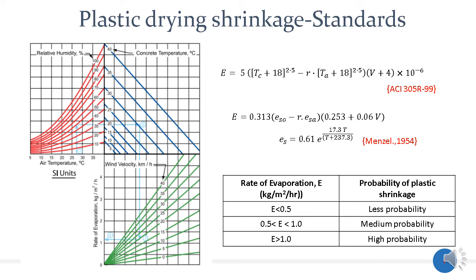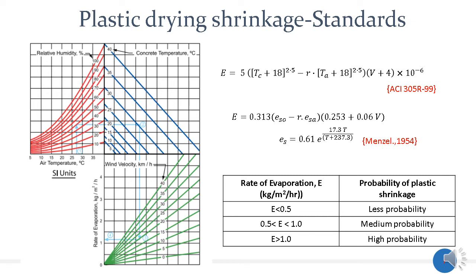ACI 305R-99 has proposed a nomograph, which is a combination of three graphs, which you can see on the left side, where it is a function of air temperature, relative humidity, concrete temperature, and wind velocity. From knowing all these parameters, we can find out the rate of evaporation. Its unit is kilogram per meter square per hour. And the code has also proposed some equations, given on the right side.